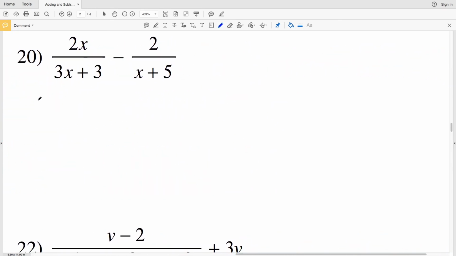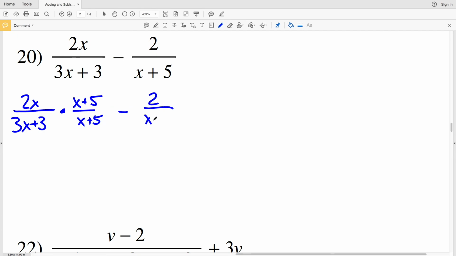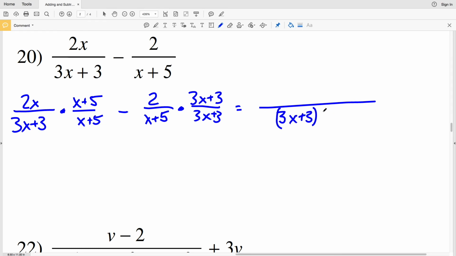Now in number 20, again I'll multiply by 1. So I'll have 2x over 3x plus 3 times x plus 5 over x plus 5, and I'll subtract 2x plus 5 times 3x plus 3 over 3x plus 3. So note that my denominators are now the same, which is 3x plus 3 times x plus 5. So for my numerators, I'll have 2x times x plus 5, and I'll be able to subtract 2 times 3x plus 3.